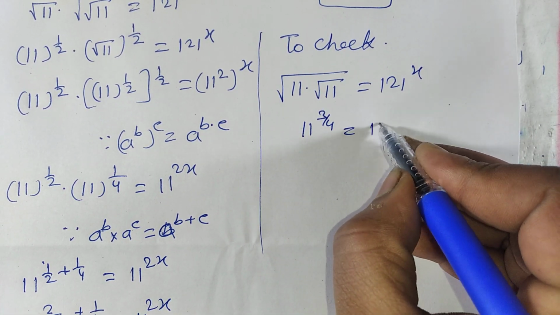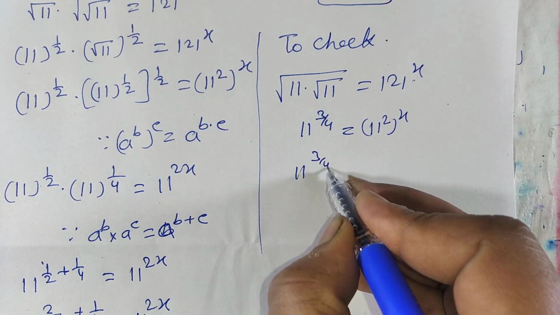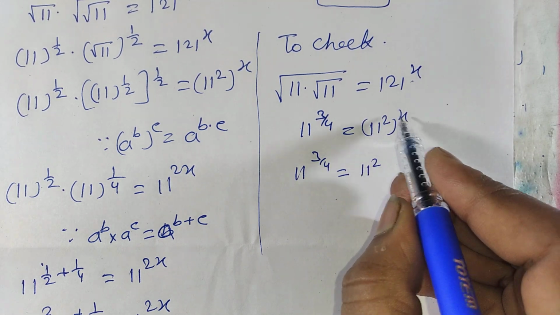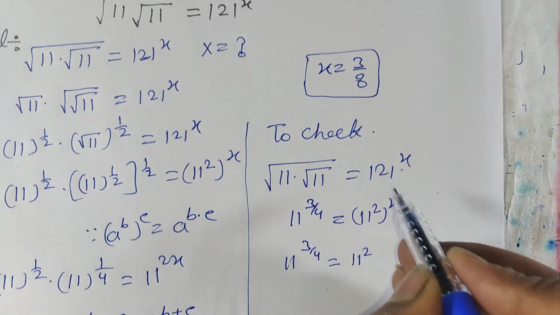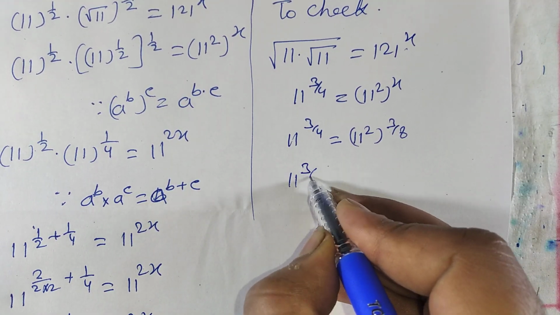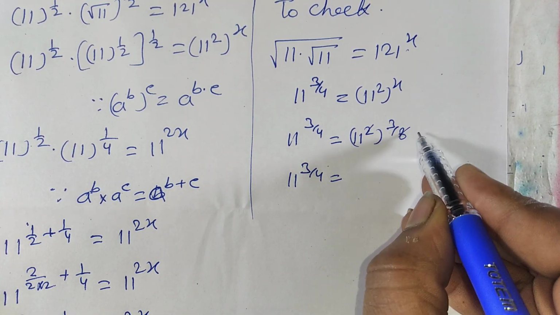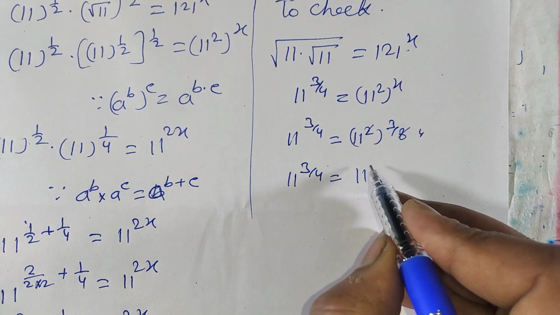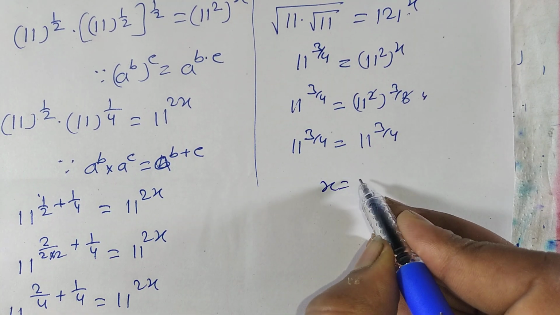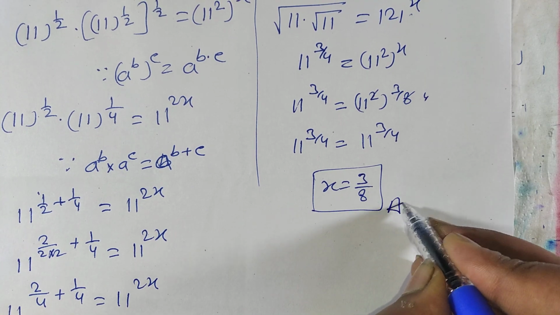We can write it like 11 squared whole raised to the power x. 11 to the power 3 by 4 is equal to 11 squared. Putting the value x is equal to 3 by 8 here, 11 to the power 3 by 4 is equal to 11 to the power 2 times 3 by 8, that is 6 by 8, 3 by 4. 11 to the power 3 by 4. The left and right sides are equal, so x is equal to 3 by 8 is the correct answer to that question.